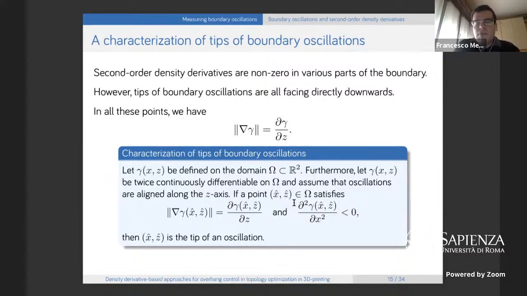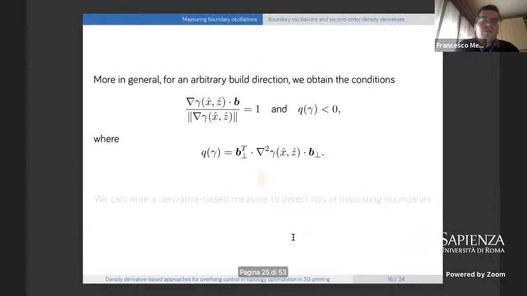And this is done simply by considering both a condition on the gradient of density, which ensures that we are in a horizontal overhang, and also the negativity of the second order derivatives of the density function. In general, for a general build direction, well, conceptually, it doesn't change much. We simply have to take into account the build direction in our relations.